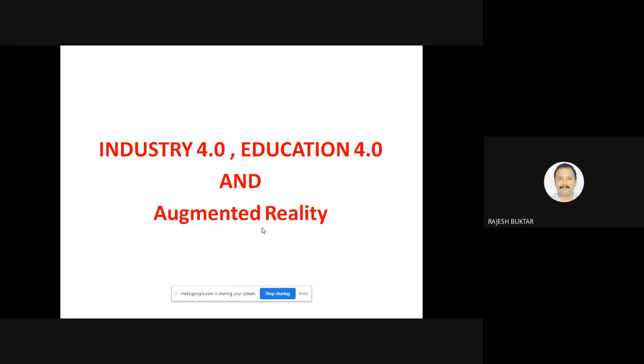This Industry 4, or the fourth industrial revolution, is adopted by the industries. So they are embracing Industry 4, for which a lot of technologies are required. AR is one of the technologies, and therefore there is a responsibility on higher technical engineering education to evolve Education 4 along with Industry 4. So whatever expertise is required for Industry 4, the talent pool, the workforce, needs to be supplied to the industry.